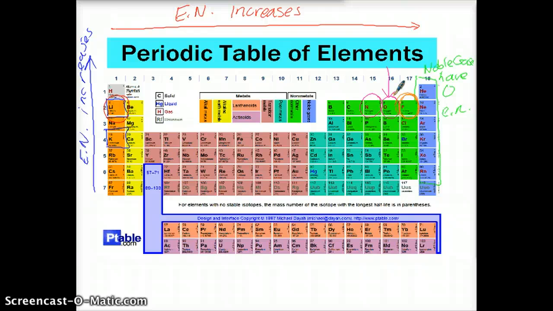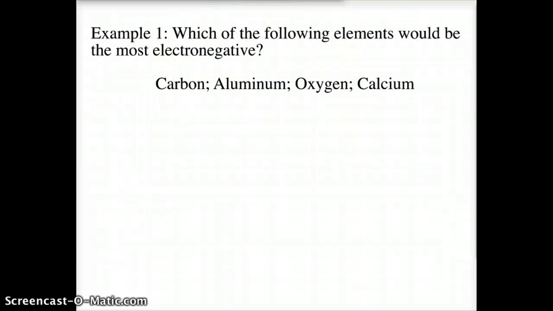How do we apply this knowledge? Let's look at two examples. So number one, which of the following elements would be the most electronegative? Okay, what does that mean? We're thinking about the element that wants electrons the most. And we know that that occurs in the top right corner of the periodic table.